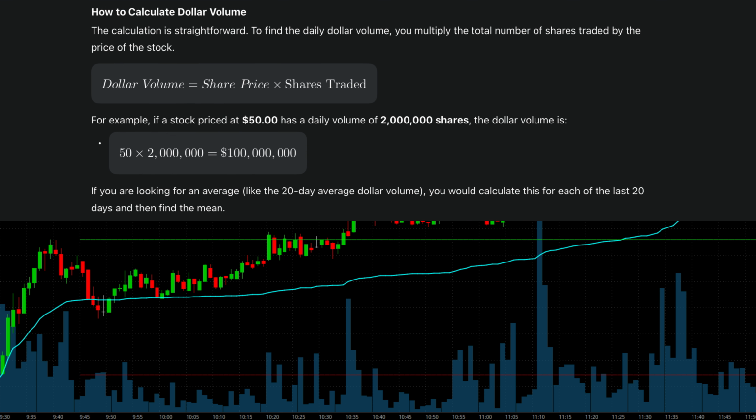The calculation is straightforward. To find the daily dollar volume, you multiply the total number of shares traded by the price of the stock. For example, if a stock priced at $50 has a daily volume of 2 million shares, the dollar volume is 50 times 2 million equals $100 million. If you are looking for an average, like the 20-day average dollar volume, you would calculate this for each of the last 20 days and then find the mean.